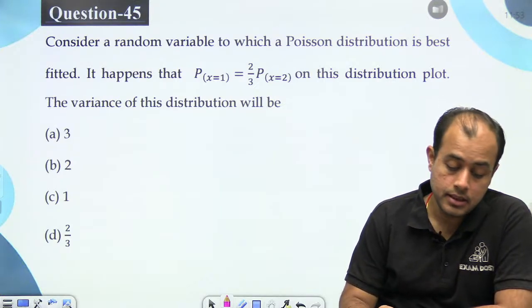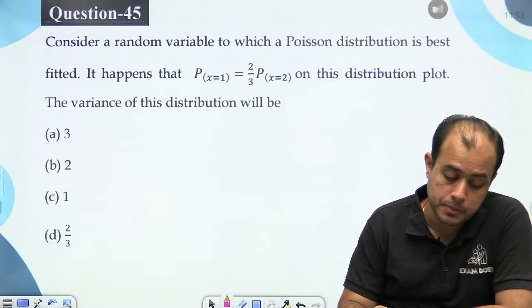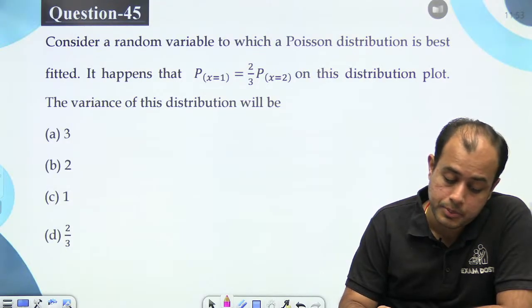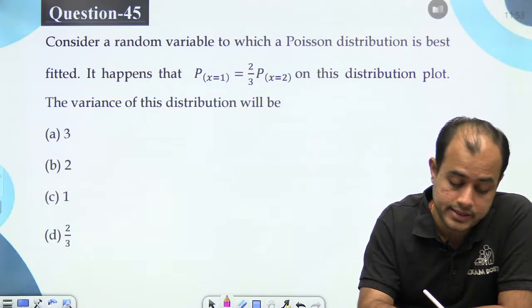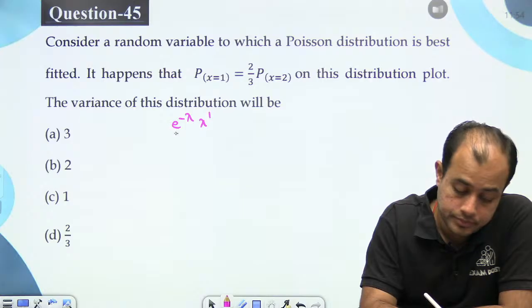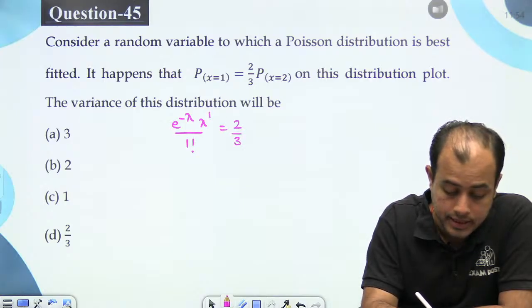Random variable to which a Poisson distribution is best fitted. Probability x equal to 1 is 2 by 3. Probability x equal to 2. It is asking us the variance. So x equal to 1 is, what about probability x equal to 2?